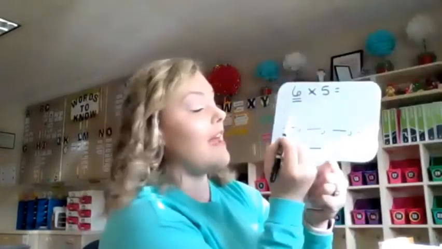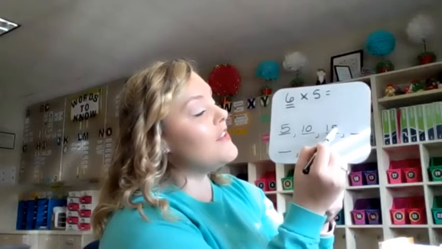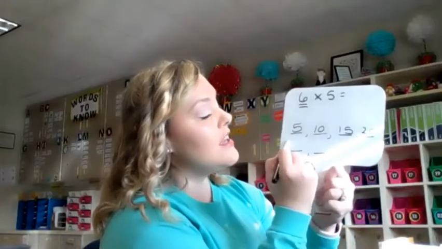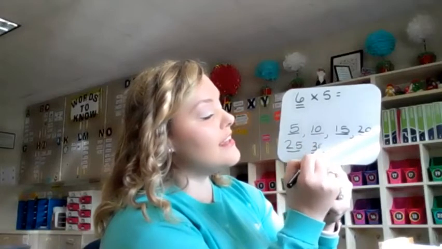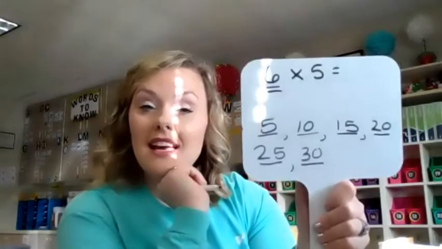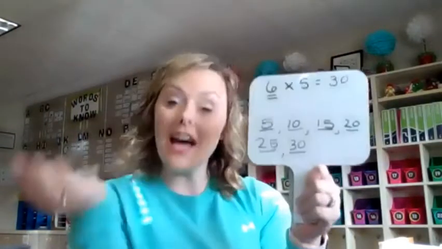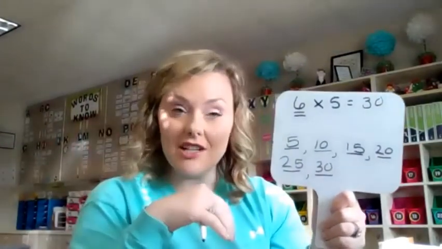So now I'm just going to skip count. Count with me. 5, 10, 15, 20, 25, 30. So if I use skip counting, my answer is 30. And we know that if 6 times 5 is 30, then 5 times 6 is 30.